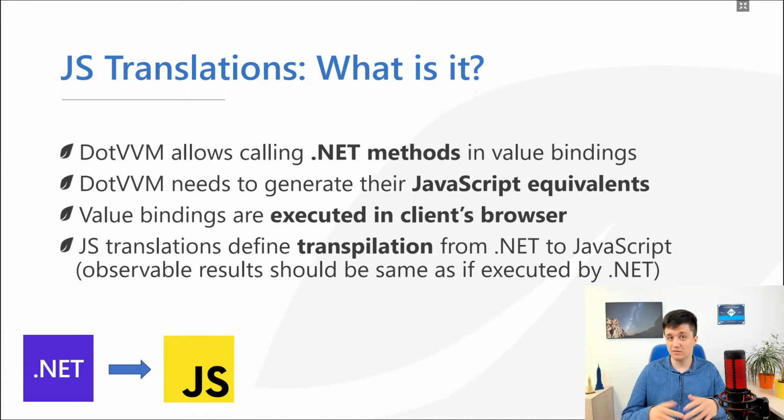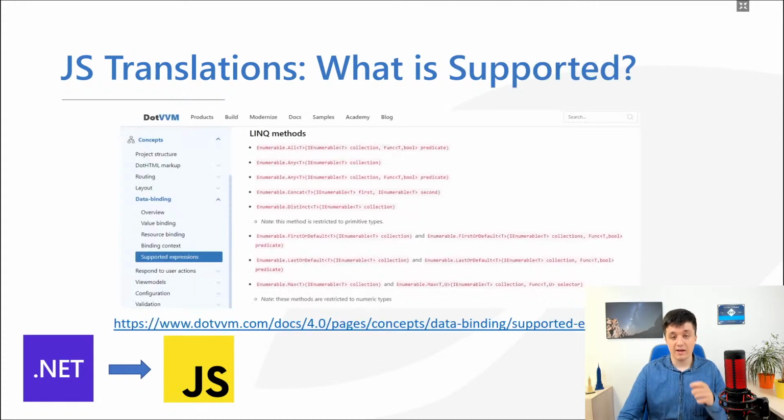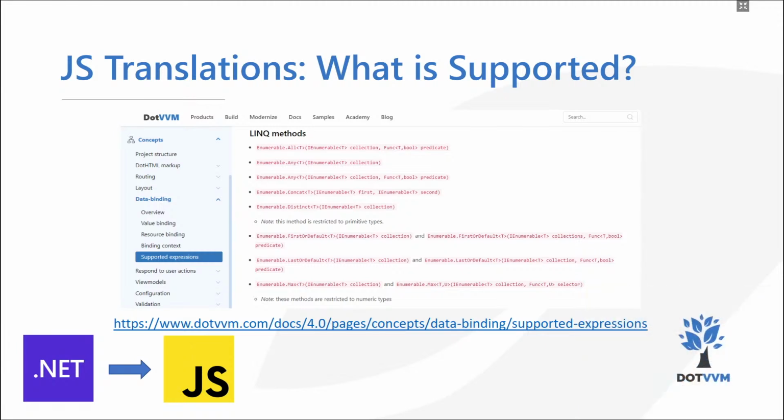They are really performant and really good when it comes to the network traffic, because they generate literally none of that. So yeah, this is what JavaScript translations are. And if you are asking, well, what .NET methods are supported, because I told you that not every method is supported, because in order for you to be able to call a .NET method inside your value bindings or static commands, there needs to be registered a JavaScript translation.